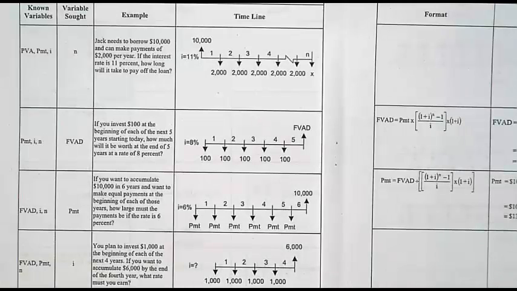Now let's switch to annuities due. An annuity due just means that the first payment is due immediately at the beginning of the year instead of at the end of the year.